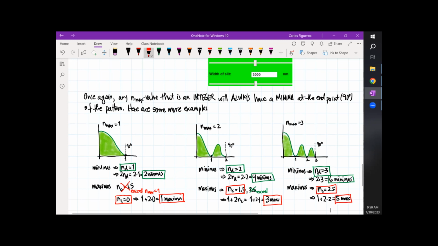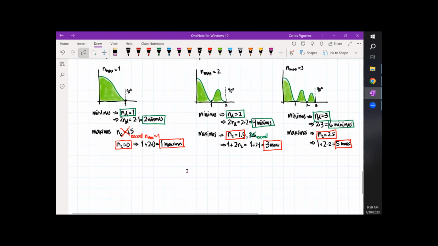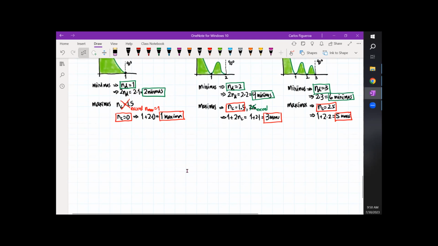With a little bit of practice here. So now let's go to the next case. The next case that we want to look at is case 2. In case 2, we want to look at odd half integers of Nmax.